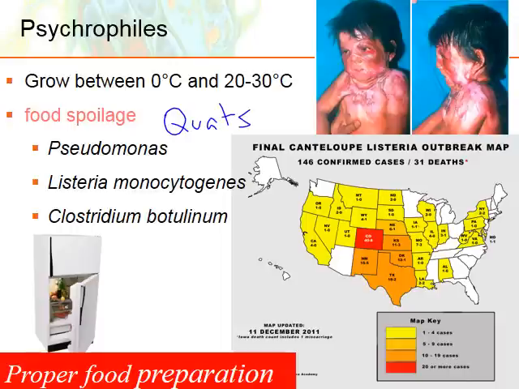We'll talk about some quats in chapter 7. But certain strains of Pseudomonas will have assimilation plasmids that allow them to break down the quats and use them for nutrients. And so you think you're disinfecting, but you're actually just feeding this bug, and you're feeding the bug that's going to cause a problem for your patient.